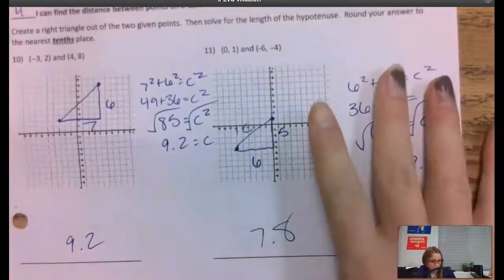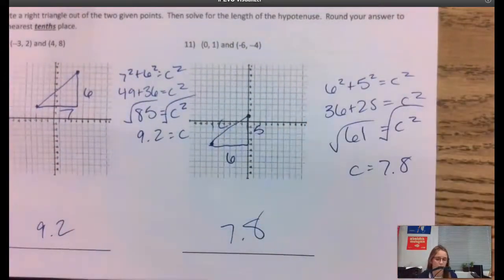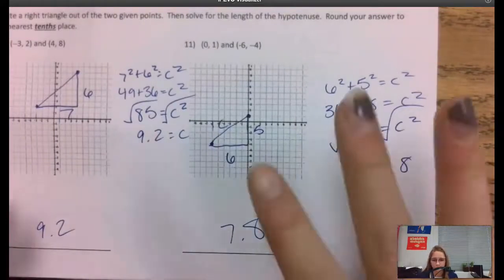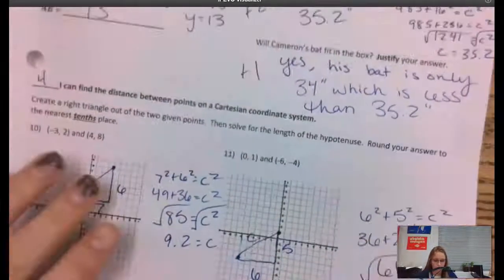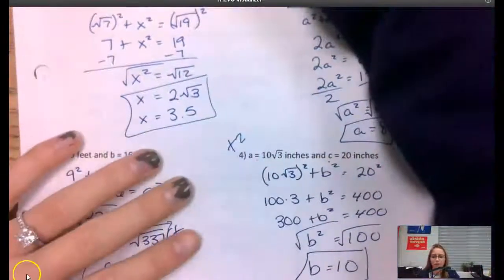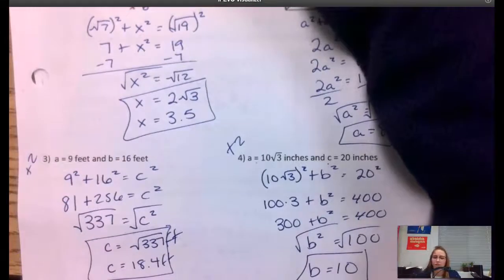Alright, if you accidentally plotted something wrong and your work was right, I only count off like a half point or 1 point on there. But for the most part, you guys did pretty awesome on part 2. So good job, everyone. And let me know if you have any questions regarding anything on your test.